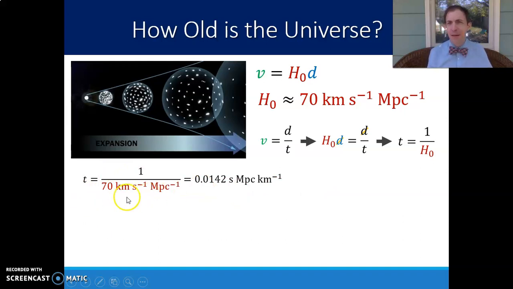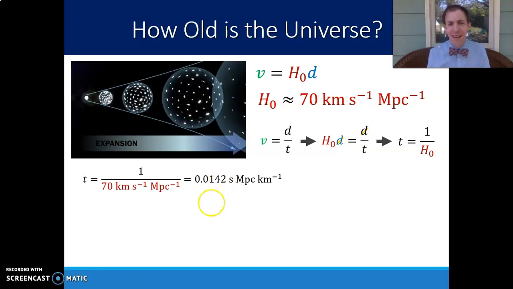If we do 1 over that Hubble's constant, 70 kilometers per second per megaparsec, we get this value of 0.0142 seconds megaparsecs per kilometer. Okay, what does that represent? That's a weird unit. And this equation tells us that it's time. That is technically a unit of time. And we see the seconds there, that kind of makes sense. But then we see these two other units. We see a megaparsec per kilometer. Megaparsec is a unit of distance, and kilometers is a unit of distance. So it's kind of like if you were saying miles per meter. If you did some conversions, those two should cancel out.